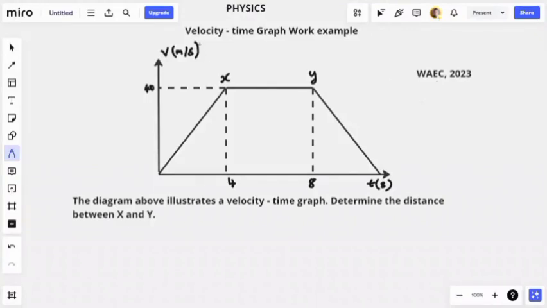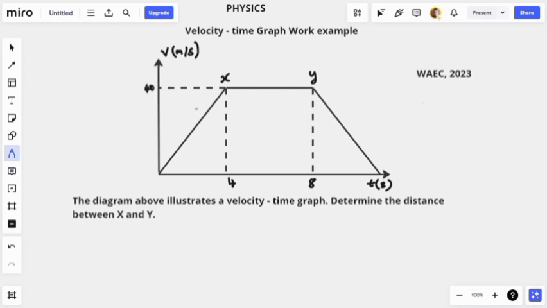2023 on velocity time graph. So the question says, the diagram above illustrates a velocity time graph. Determine the distance between x and y. So let's quickly do this.